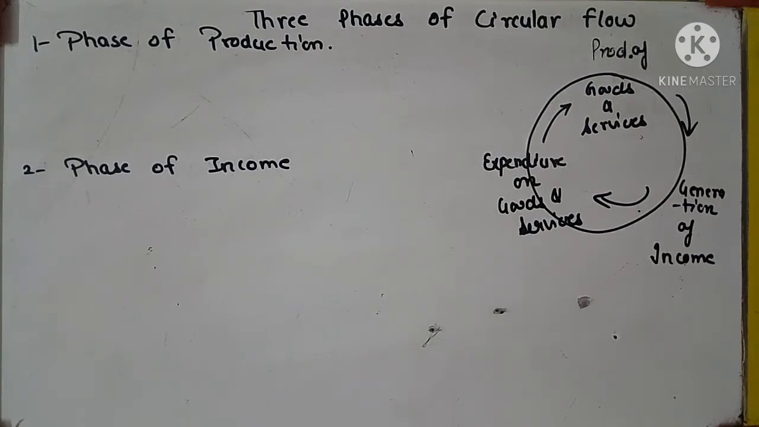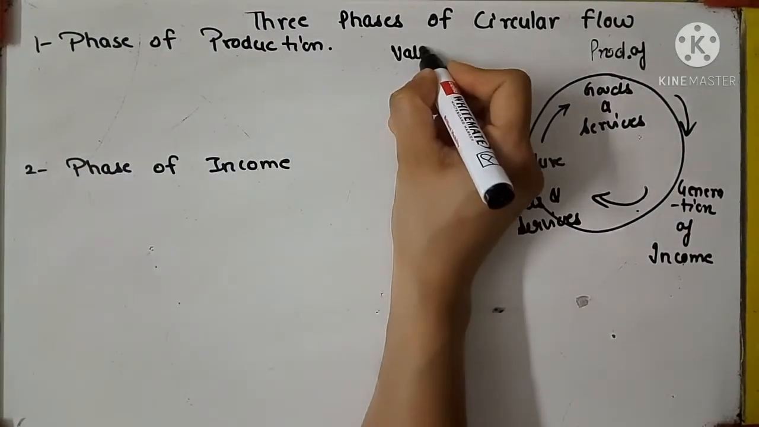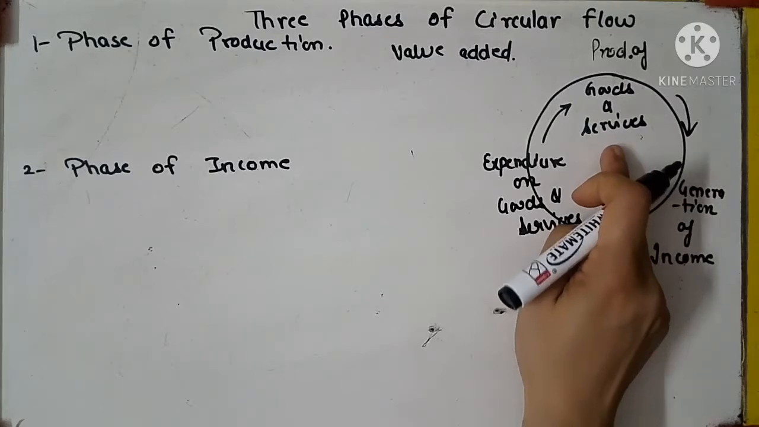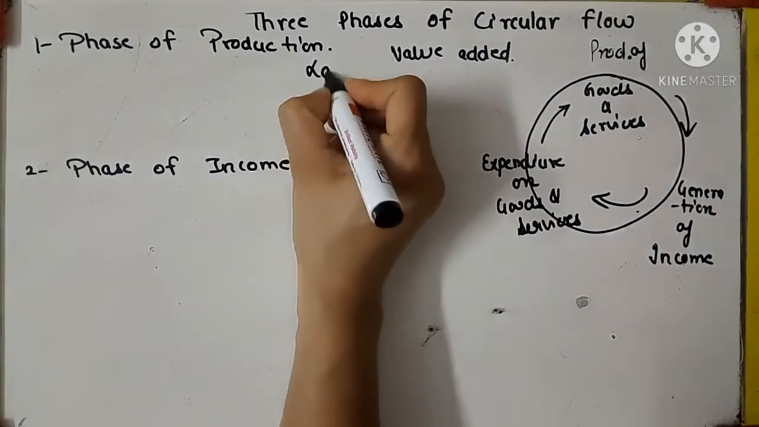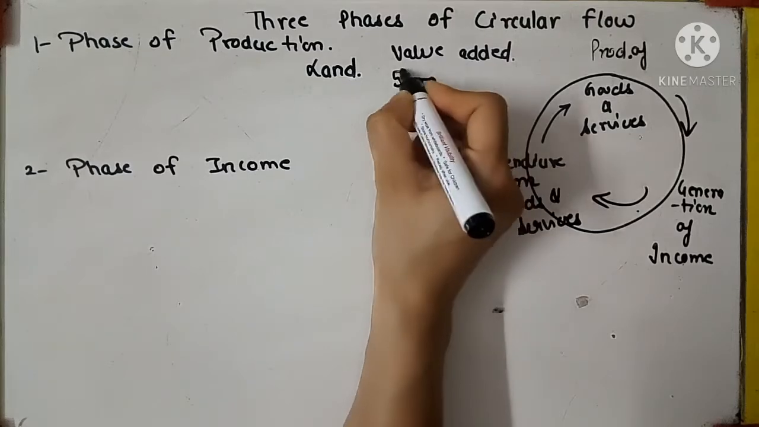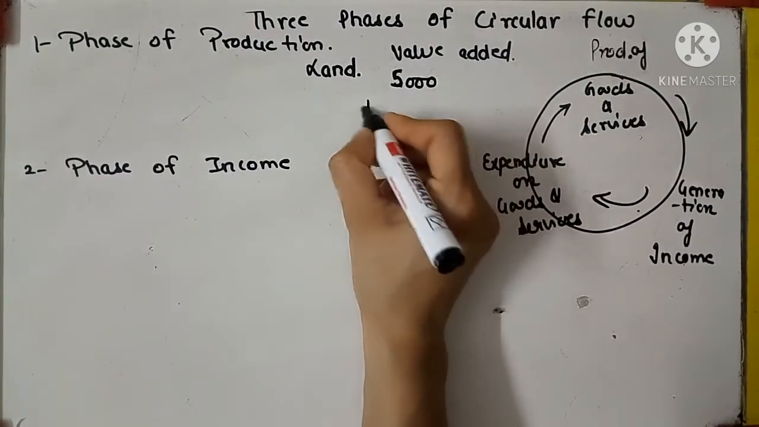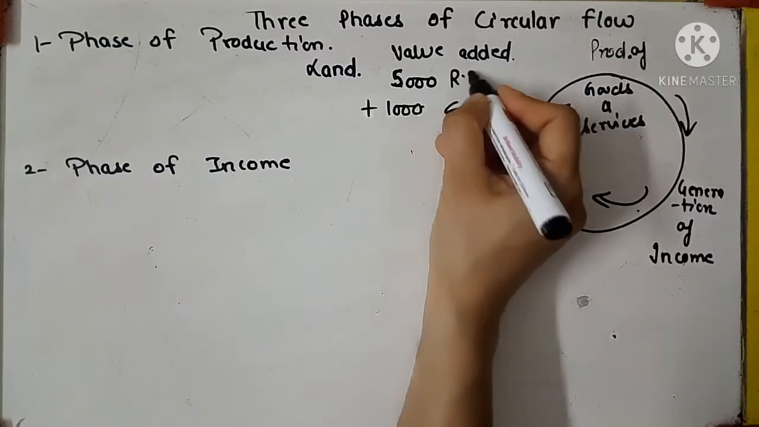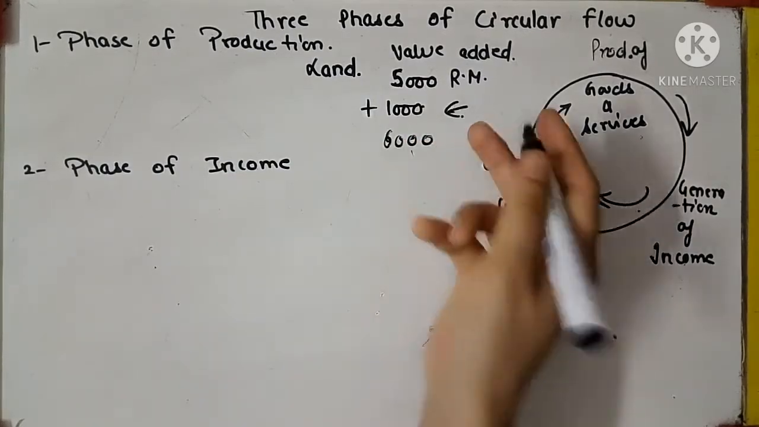Now let's discuss circular flow of income in three phases. The first phase is the phase of production. Means in this phase value is added to the product. How? Goods and services are produced with the help of factors of production, which are land, labor, capital, and raw material. When I purchase 5,000 of raw material from a supplier, and add 1,000 of additional value by producing a good from that raw material, the final cost of that product will be 6,000.